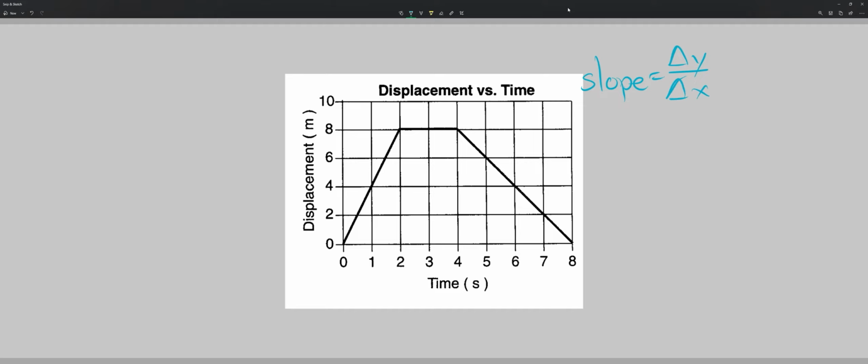Well, what's my y here on this position time graph? My y is my displacement, and I measure my y-axis in meters. And on my x-axis, I have time, and I measure my x-axis in seconds. And so my unit here is meters per second.